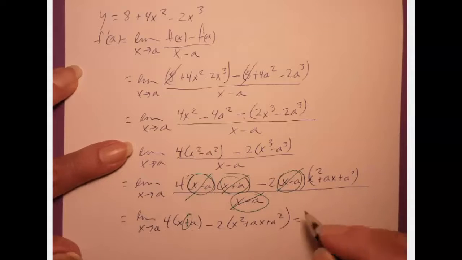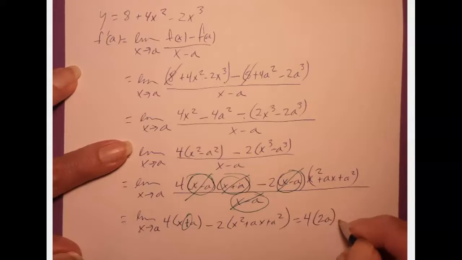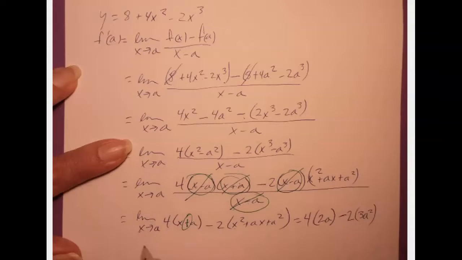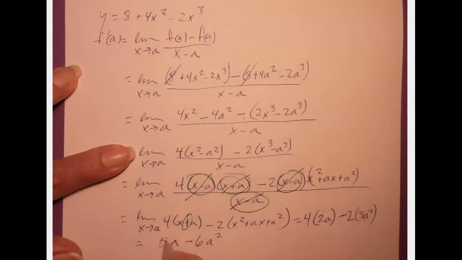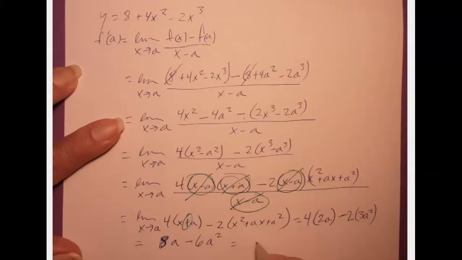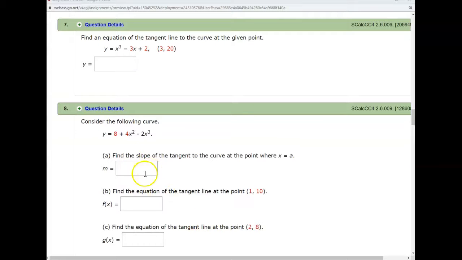So now I can put that x in, and I got 4 times a plus a, which is 2a, minus 2 times, I'll get a squared plus a squared plus a squared. That's 3a squared, which gives me 8a minus 6a squared. So this is my slope at a. Slope of tangent line at x equals a. So that result goes right there.